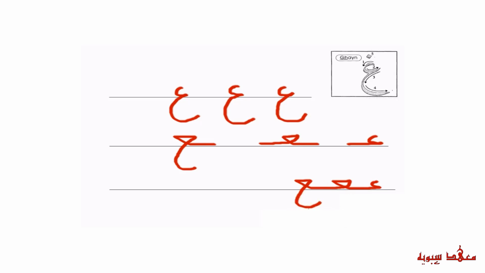Next letter is the ghayn. It's exactly the same as the ayn, except for the dot. So once again, we'll dot them all. And that's the ghayn. Next we have the faa. You start just above the line, and you do a small circle, and then come down and go across, and then up like this. So let's do this again.